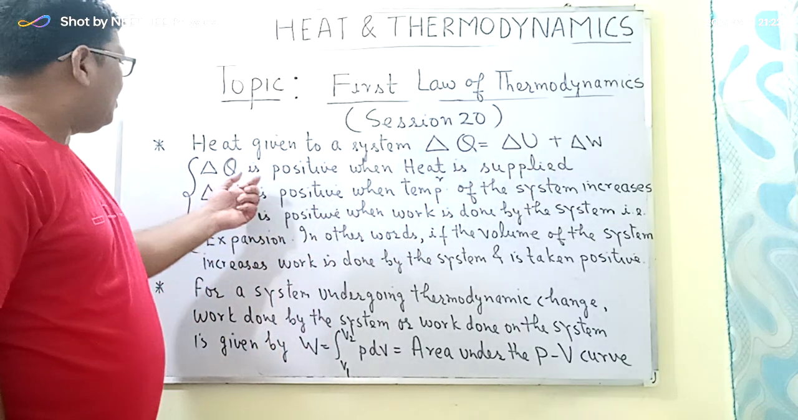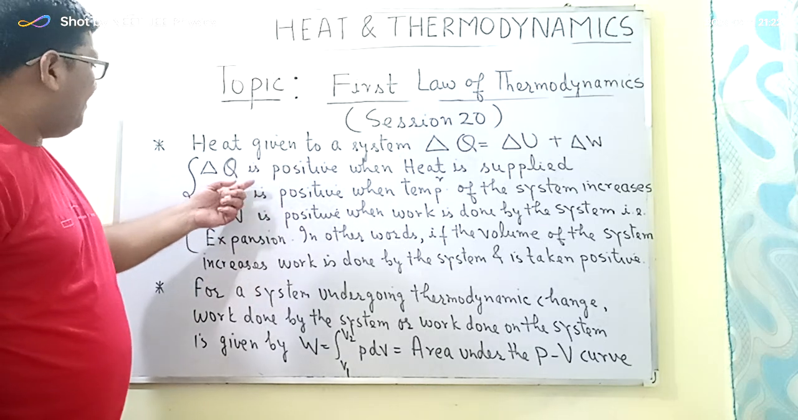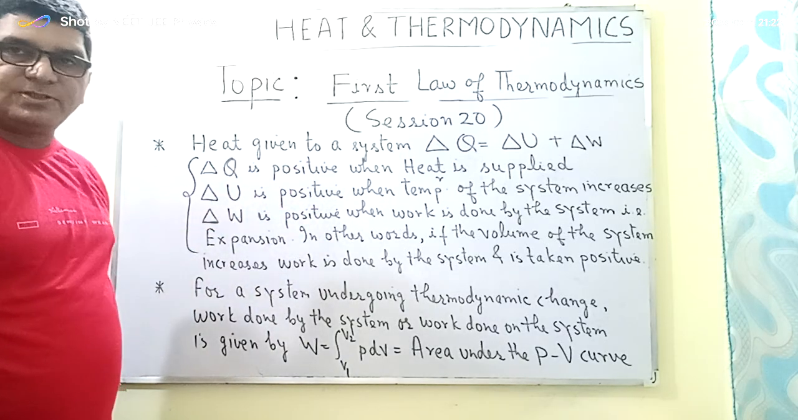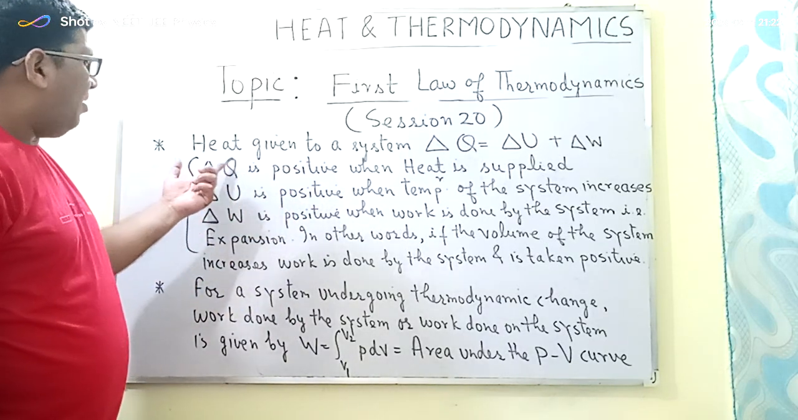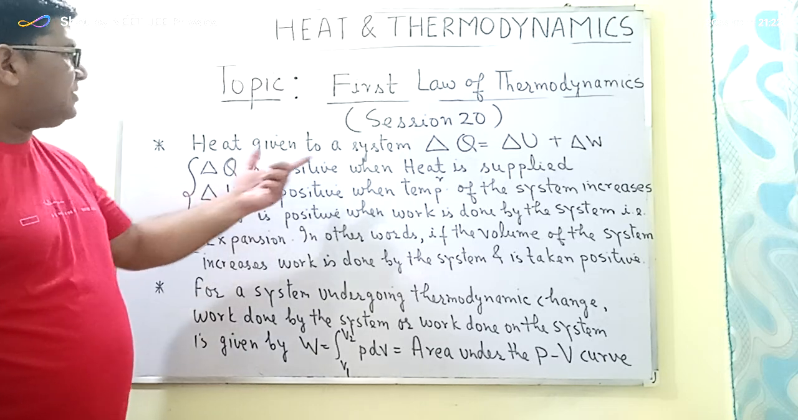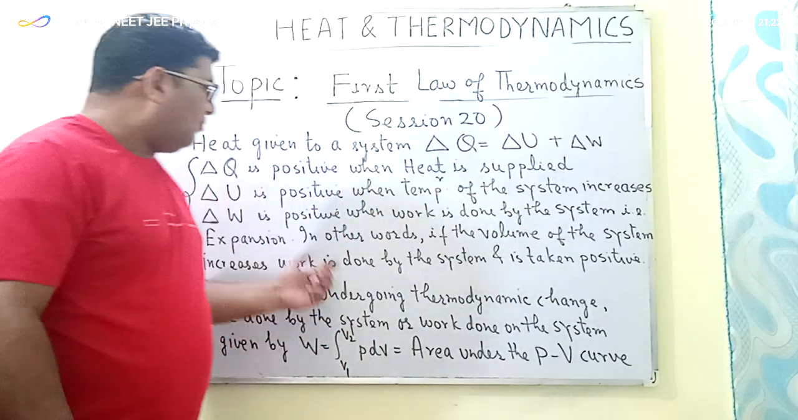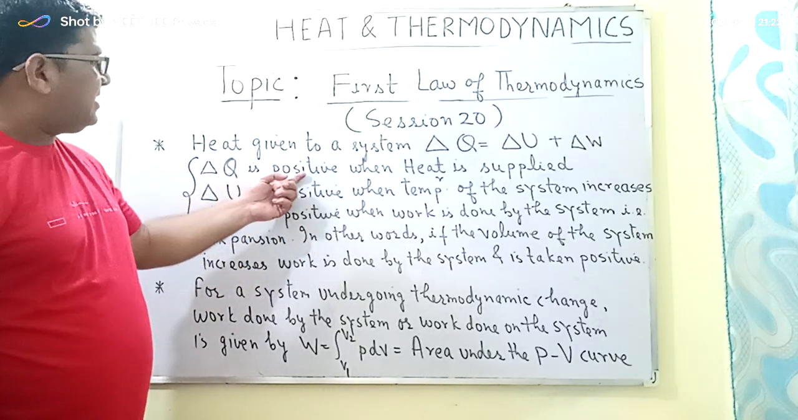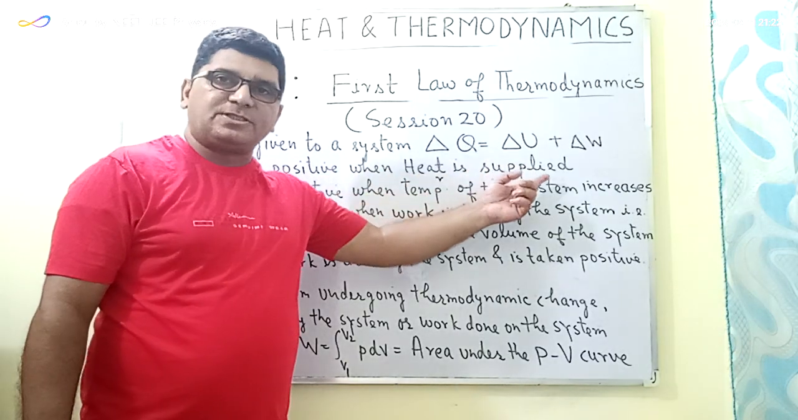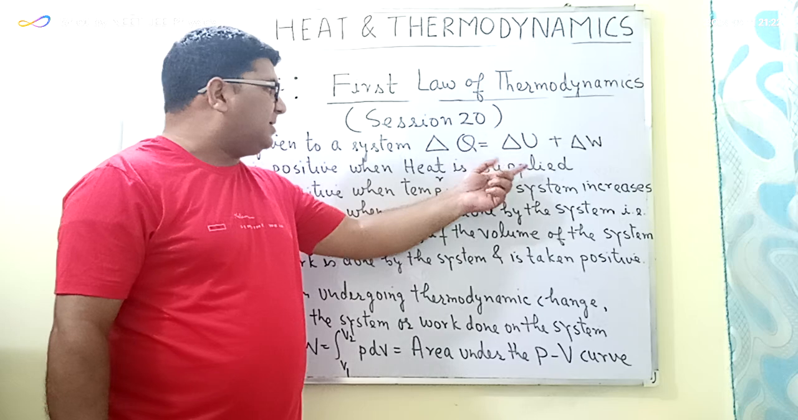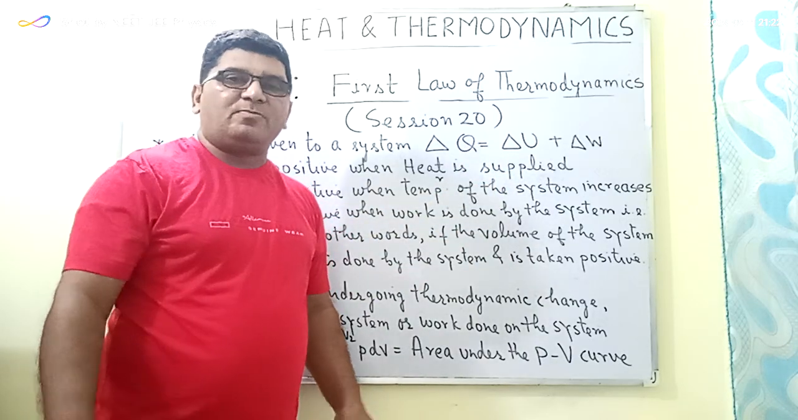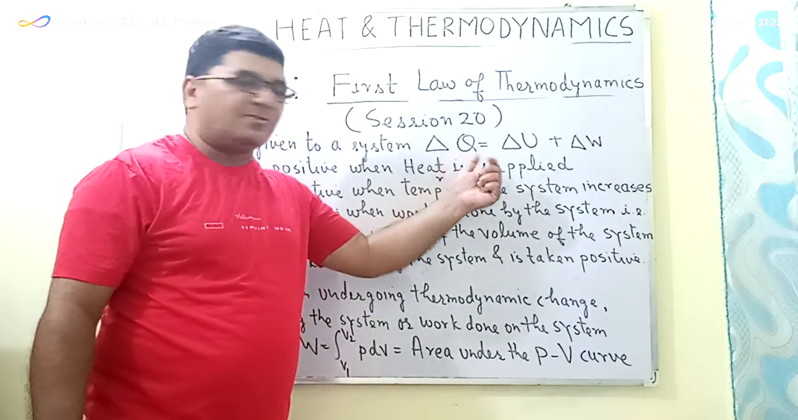Now here delta Q is the heat which is given to a system, delta U is the change in the internal energy, and delta W is the work done. Delta Q is taken as positive when heat is supplied to a system, and if the heat is rejected from a system, then it is taken as negative.